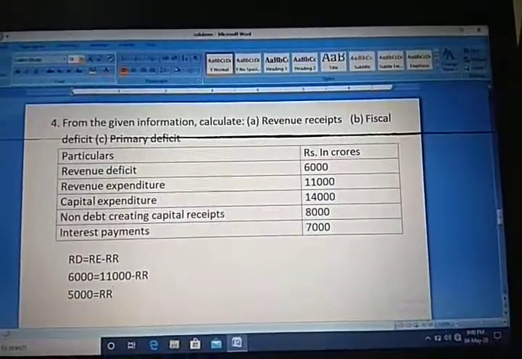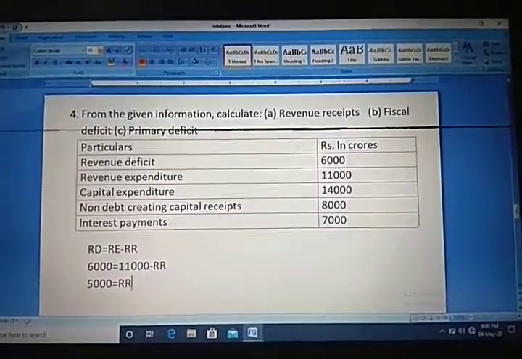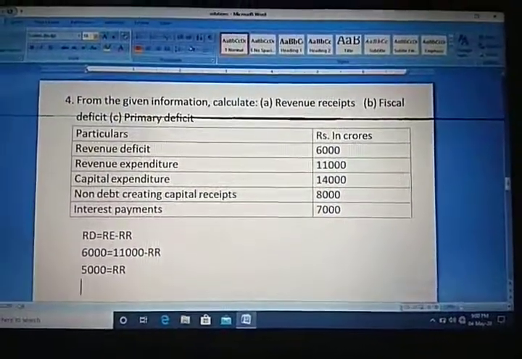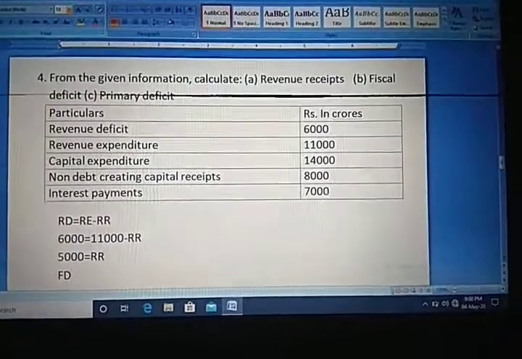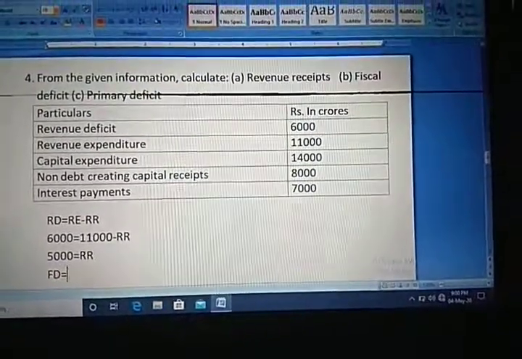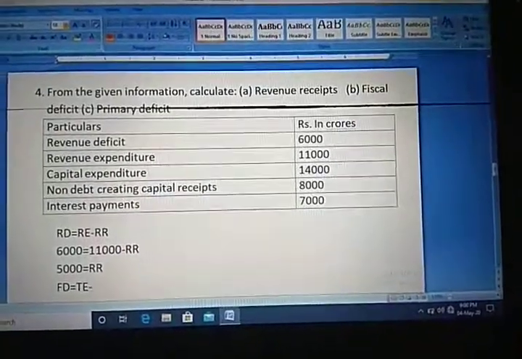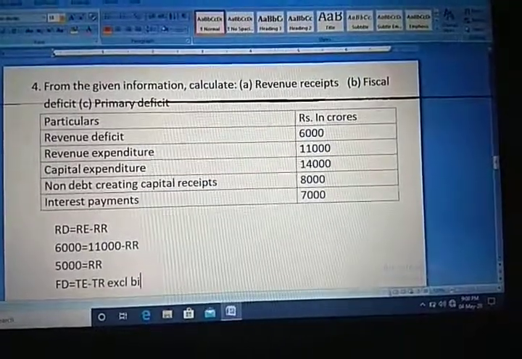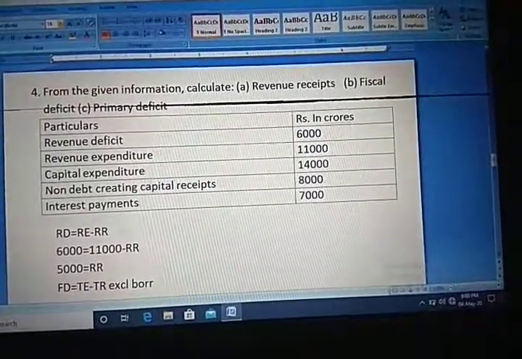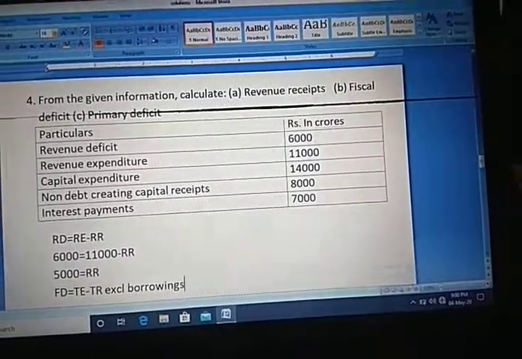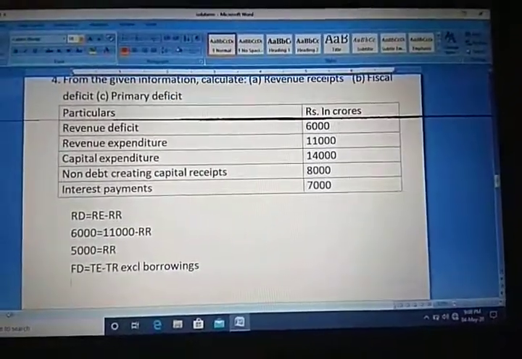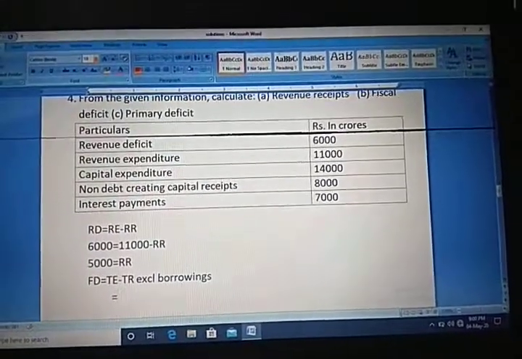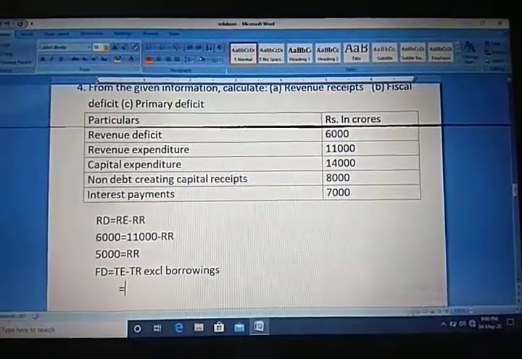I hope part A is clear, how we have done this. Now I will talk about how to calculate fiscal deficit. As I told you, there are two formulas for fiscal deficit. Here borrowings are not given to us in the question, so we will be using the next formula, that is total expenditure minus total receipt excluding borrowing. Students, I'm writing the short form here so that I don't consume much time. So fiscal deficit is equal to total expenditure.